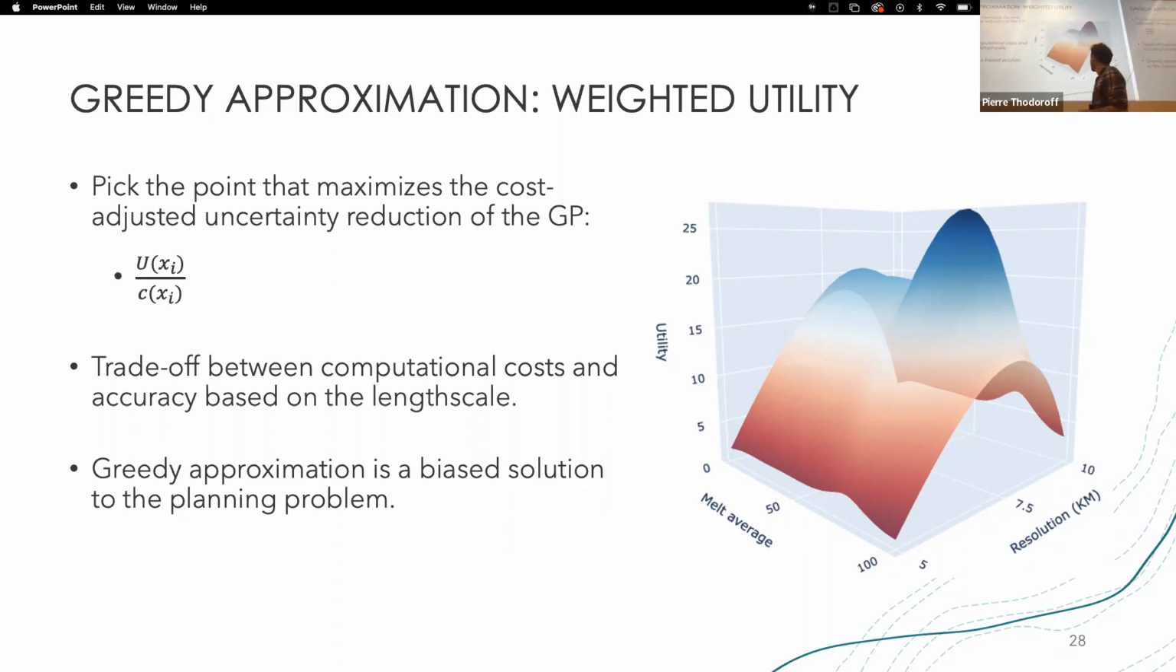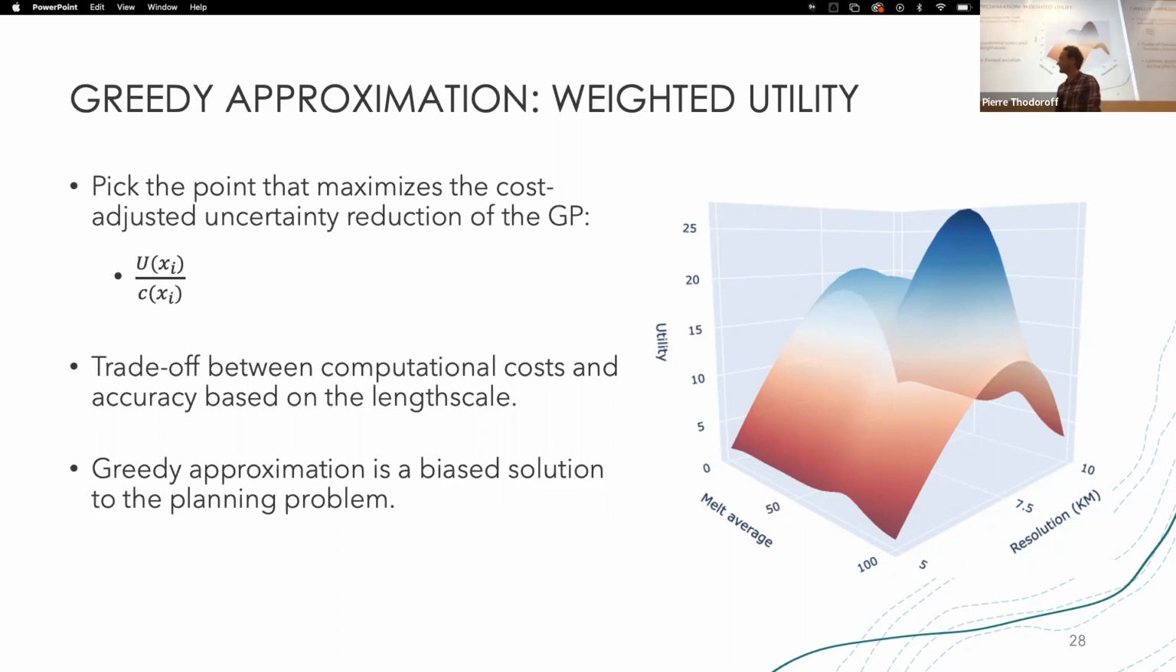If you have a very big differential between the low resolution and the high resolution, that is going to tilt it in one way or the other. And so what's nice physically is that you get this nice trade-off between one, the difference of cost between the resolutions, and two, how accurate the lower resolution is with respect to the problem that you're trying to solve. And this is called greedy approximation.